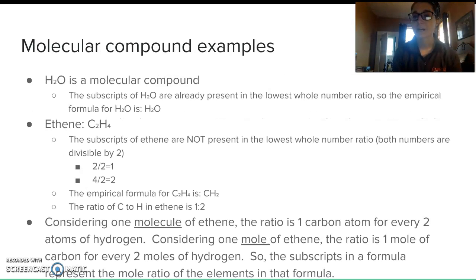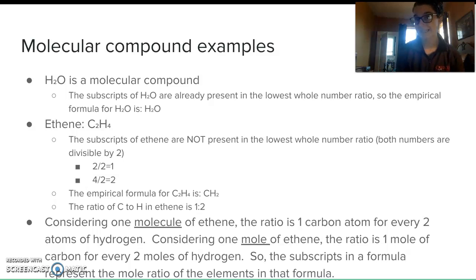So the first one we're going to talk about is H2O, water. H2O is a molecular compound. Hydrogen and oxygen are both nonmetals. The subscripts of H2O are already present in the lowest whole number ratio. We can't reduce any further. So the empirical formula for H2O is H2O. The empirical and molecular formulas are equal to each other.